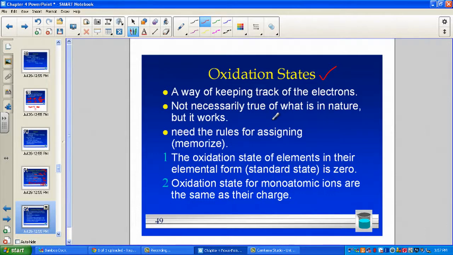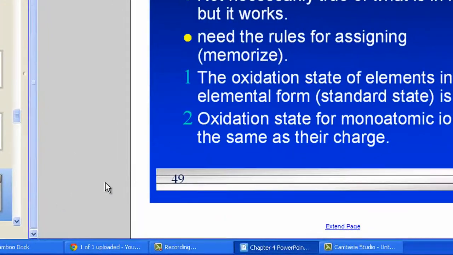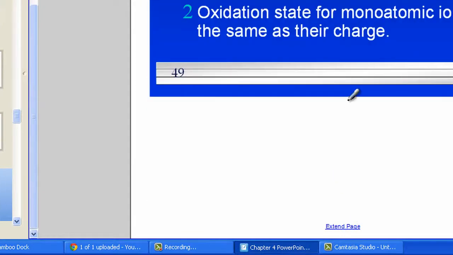We need to memorize the rules for assigning oxidation states. So let's begin top of page 11 in our notes, going through these rules one by one. Read them with me carefully, and we're going to make some side notes for each one. Rule 1 reads, the oxidation state of elements in their elemental form, the way we find them in nature, in other words, is always 0. The elemental form of an element is 0.